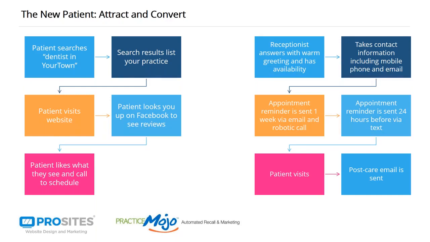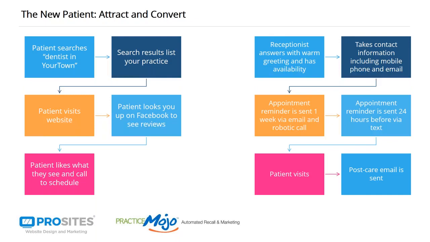If the patient likes what they see, they're going to give you a call. So moving on to the next step, you want to make sure that the receptionist answers with a really warm greeting, has availability. Good verbal communication skills is super important. So you want to make sure they get the training that they need in order to communicate that enthusiasm, that warmth, and is able to really take that person and convert them, make them a patient, get them on the schedule. She's going to take the contact information, including mobile phone and the email, so that you can send out the appointment reminders before that appointment.